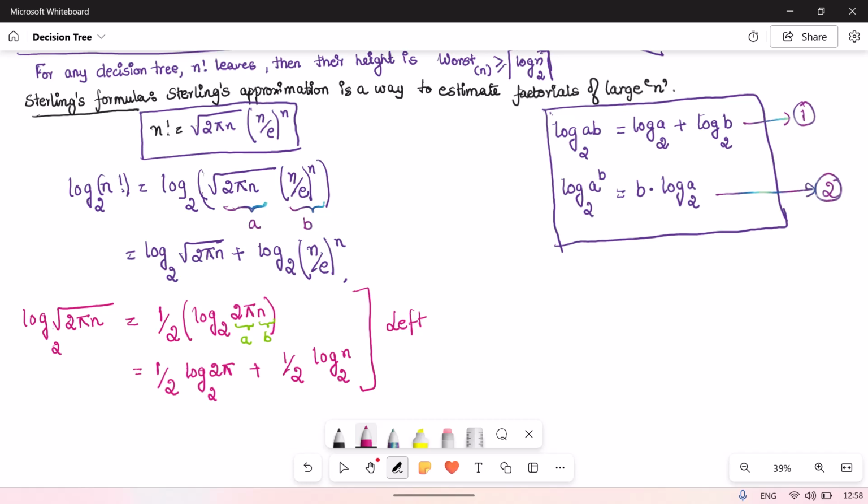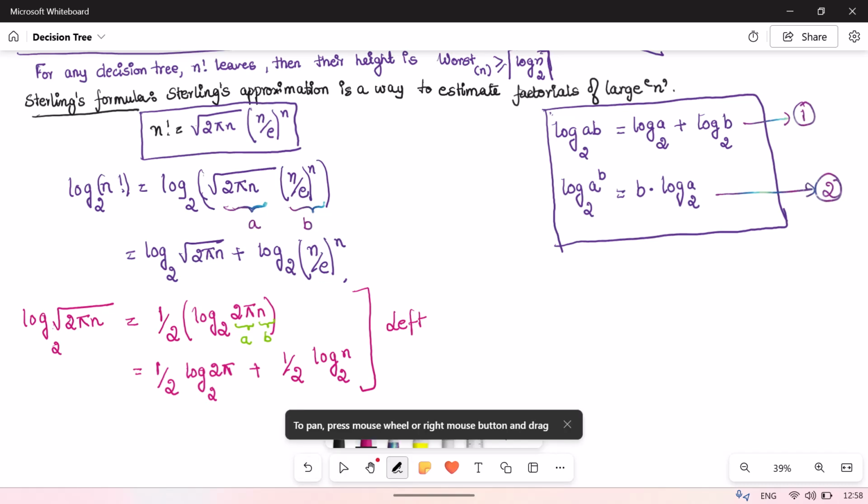Let me do the right part. I'll do it here. So the right part is this. Okay. So let me do the right part.